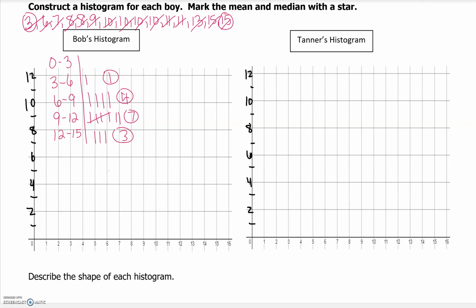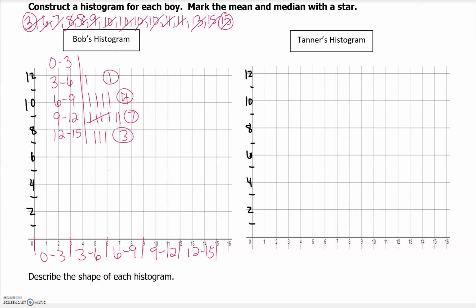Now I'm going to create these groups on the bottom of my histogram, and I'm going to mark off 0 to 3, 3 to 6, 6 to 9, 9 to 12, and then 12 to 15. Great. Now I can go ahead and put a vertical line over each group that corresponds with the number of tally marks in each group.